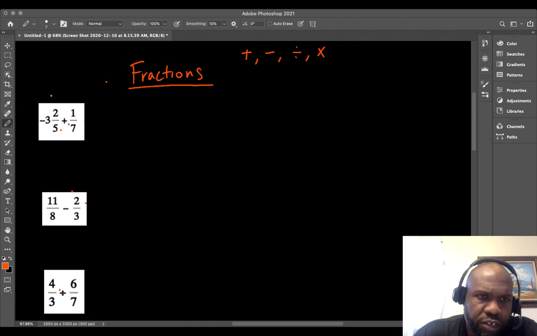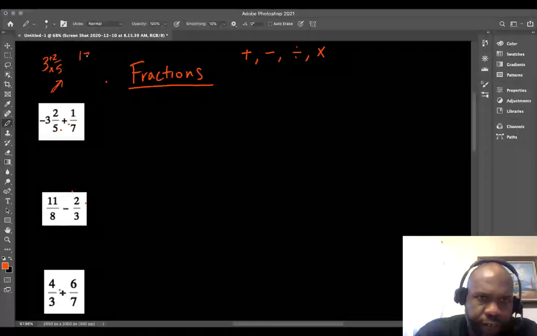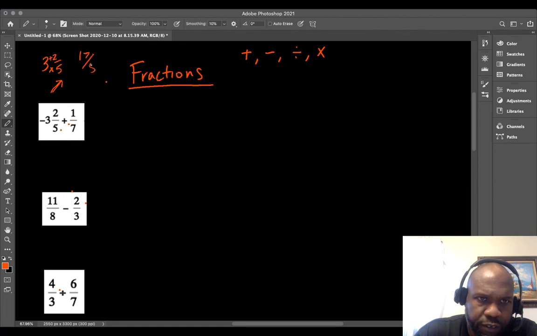So the first one is addition. We have -3 2/5 plus 1/7. The first thing we're going to do is turn this 3 and 2/5 into an improper fraction. How do we do that? First we take the denominator here, 5, and multiply that by 3, and then we add 2. So basically it'd be 15 plus 2, which is 17 over 5.